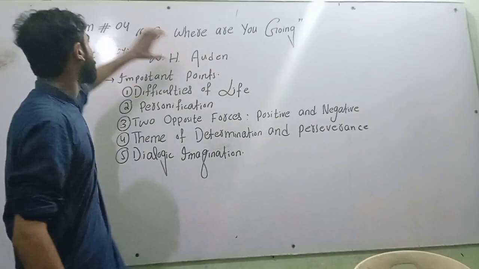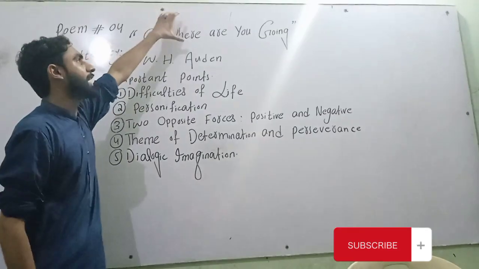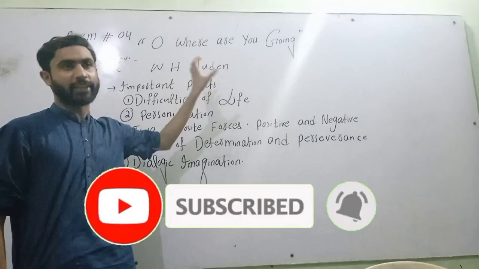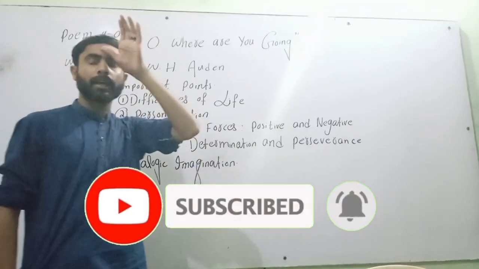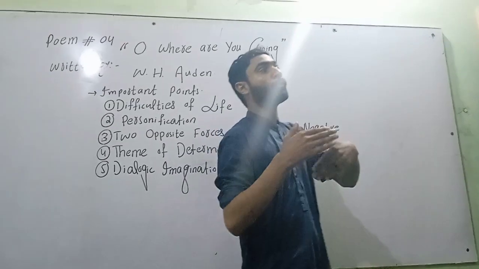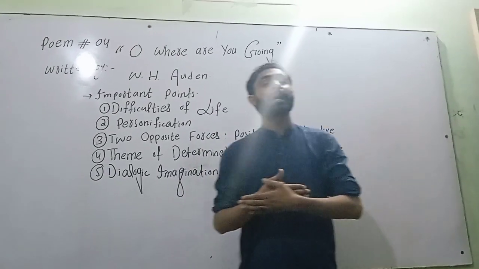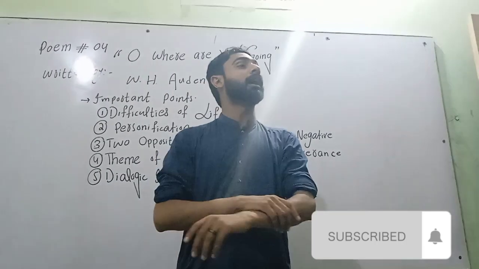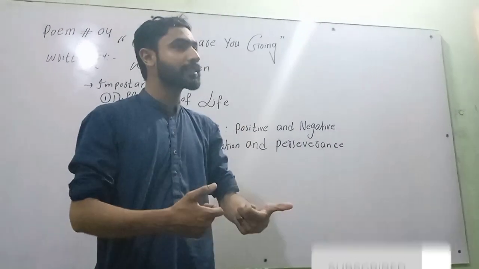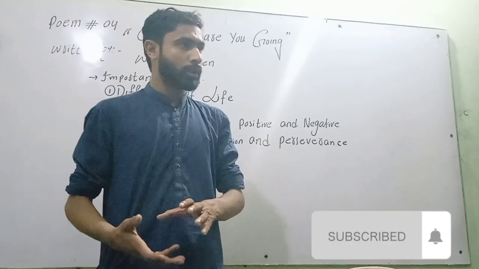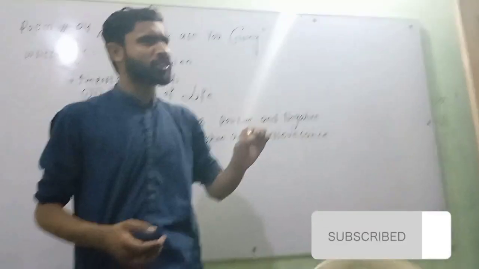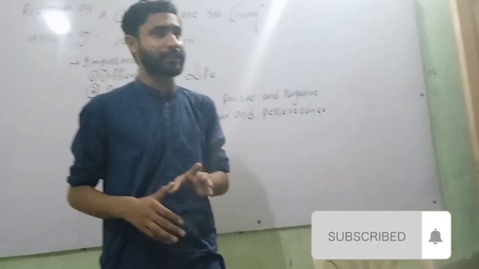Today we are going to learn poem number 4, named "Oh Where Are You Going," written by W.H. Auden. Yesterday I told you about the theme of the poem. What are the difficulties or hardships a person faces on the way to success? The journey towards success is full of thorns, hardships, and barriers.